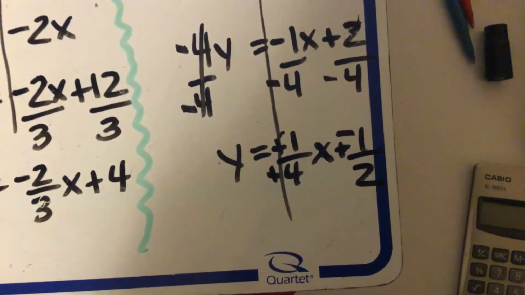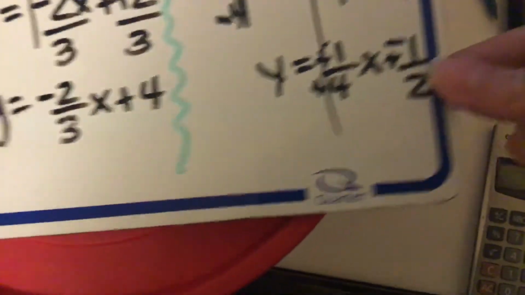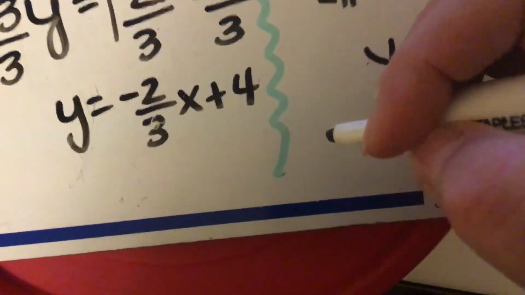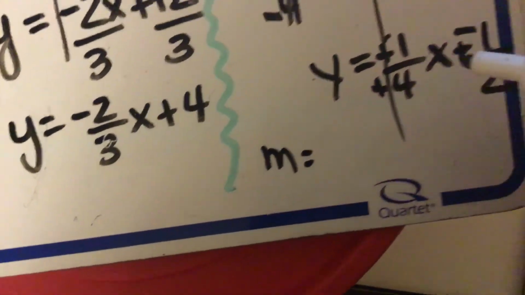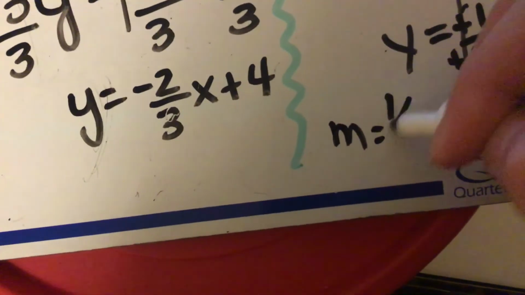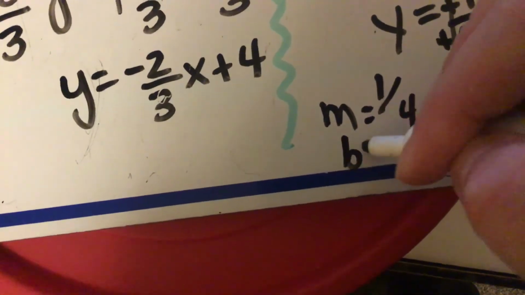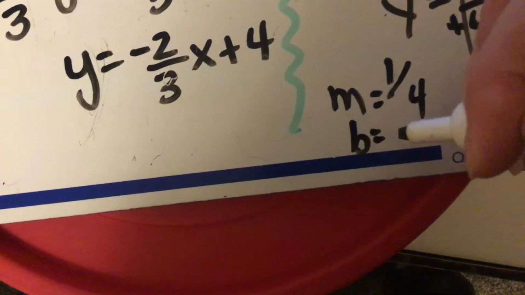So now I have my equation in slope-intercept form, and I could identify M is 1/4. And B is negative 1/2.